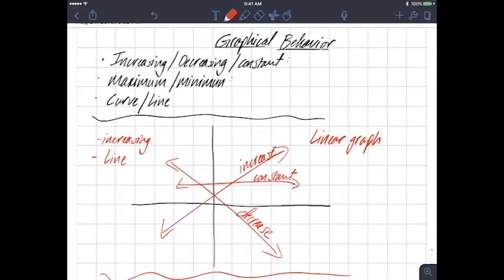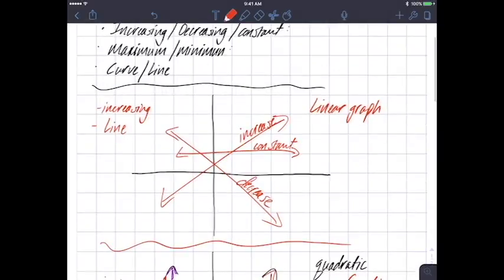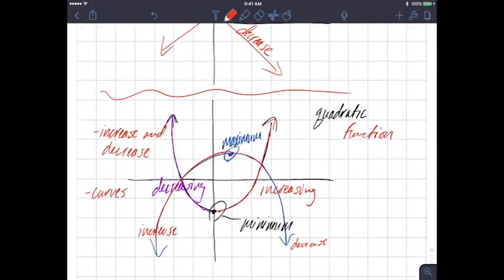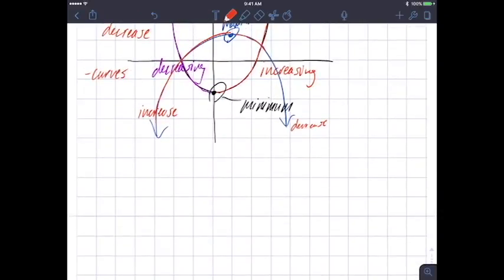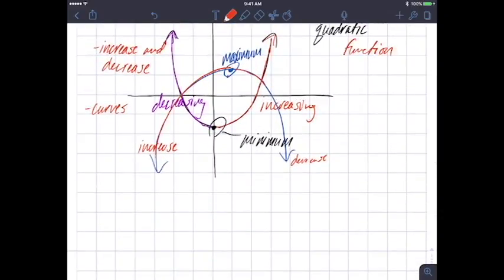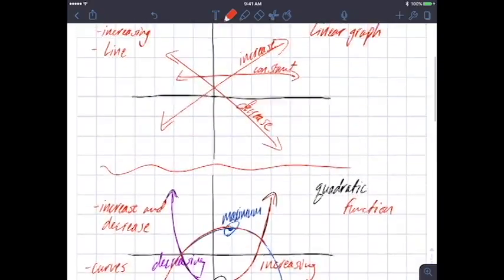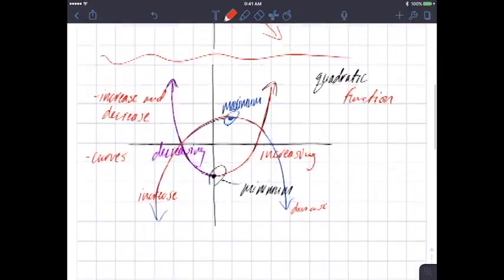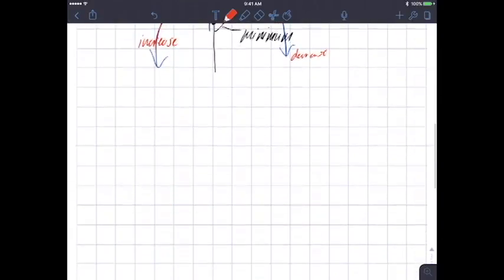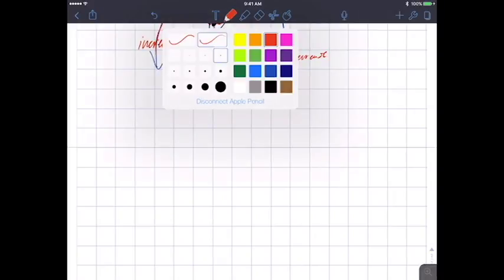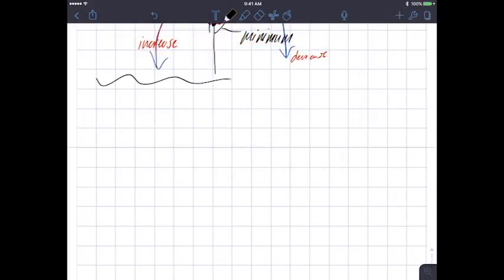Okay, so two examples, increasing, decreasing. We have constant. We covered a couple of those. What a maximum and a minimum are. Now, different function families will have different graphs, obviously. So the minimums and maximums, you'll be able to look at them there. And curve or line is pretty self-explanatory, okay? So let's just run through a couple of quick examples so we can just say we did.